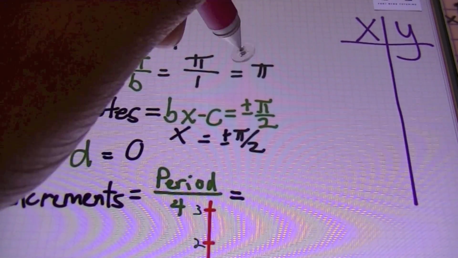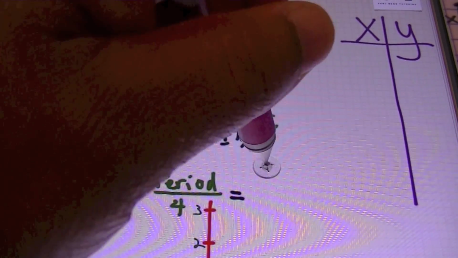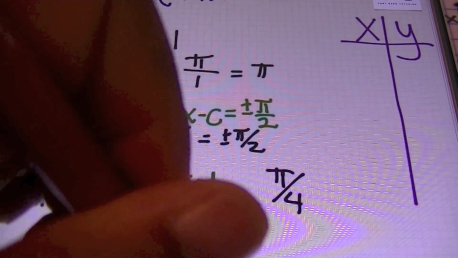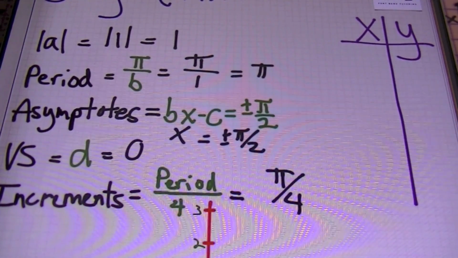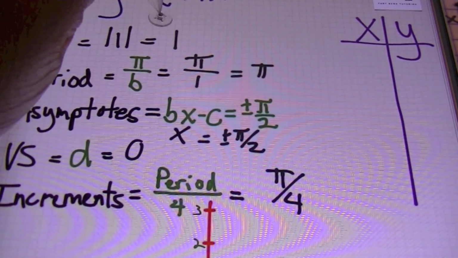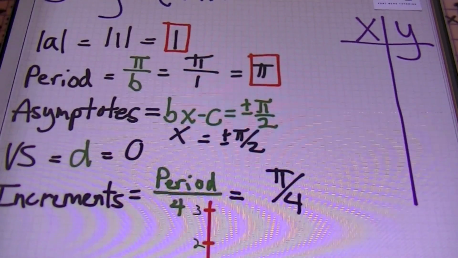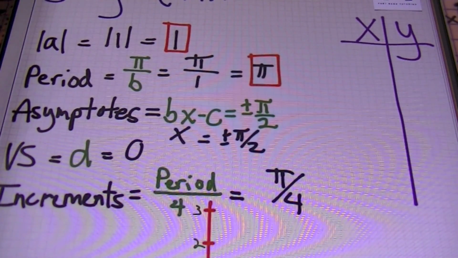So my period value, remember, is pi, so it's going to be pi over 4 to be my increments. All right, so let's highlight those values that we have thus far. We know that our vertical stretch is 1. We know that we have a period. The whole function length is going to be pi in length.